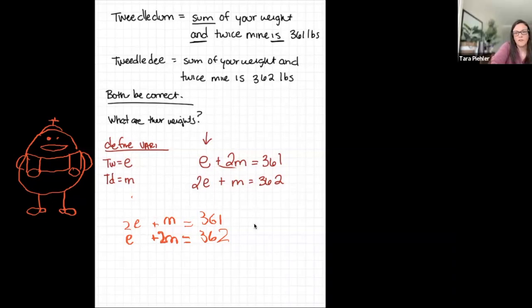Okay, so we have our two equations, substitution or elimination method, and you have to answer what are the weights of Tweedledum and Tweedledee.